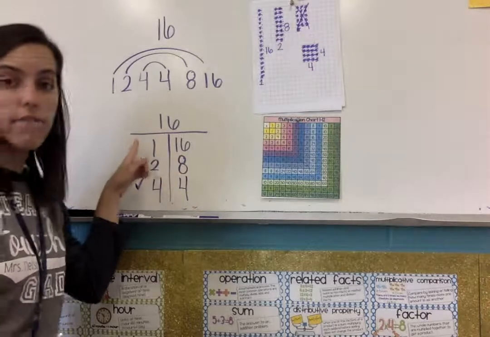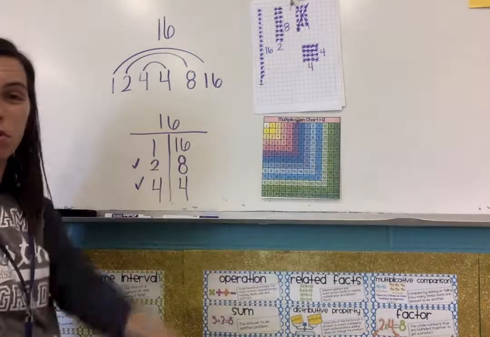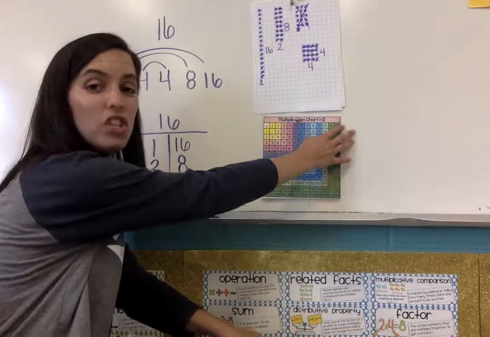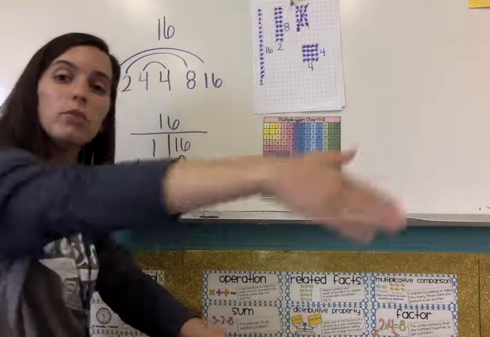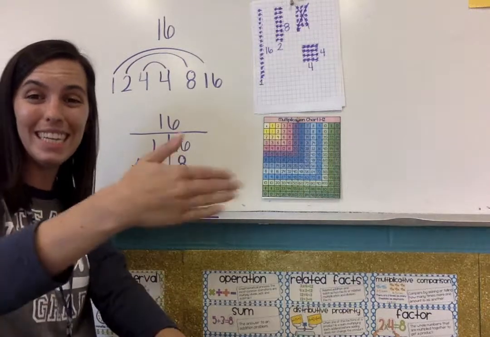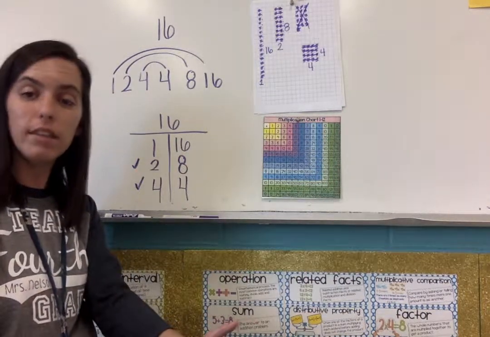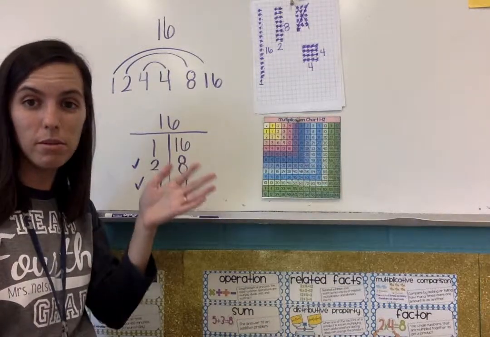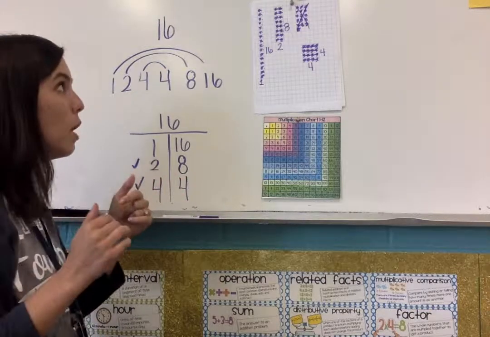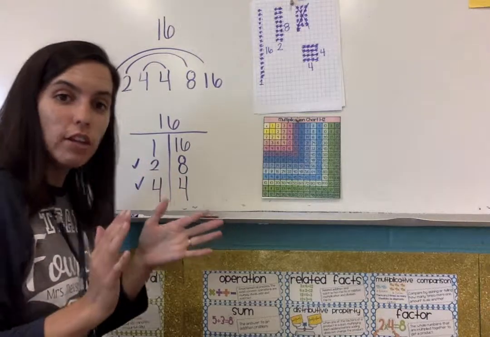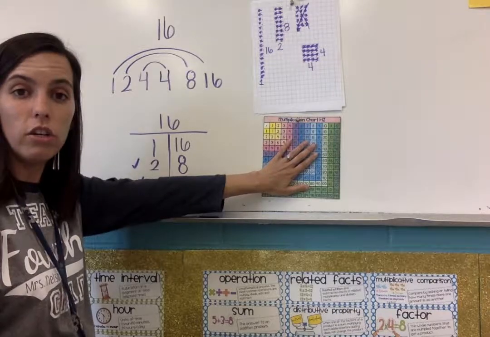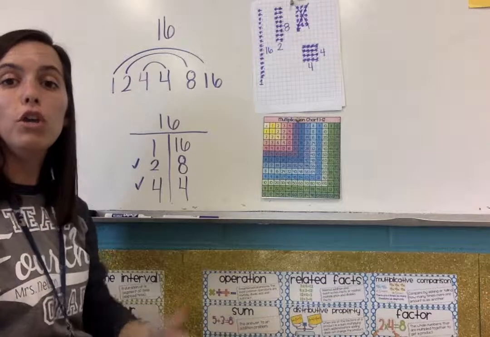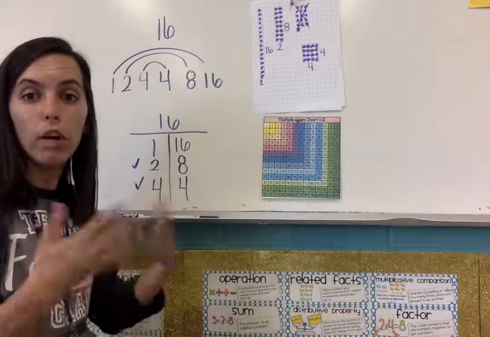Now, we did not find 1 times 16 on the multiplication chart, did we? No, but that is because our multiplication chart stops at 12. If our multiplication chart continued and included 16, we would find it on our chart. But our multiplication chart is only 12 by 12. It only goes up to 12 times 12. So when you are finding factors, you can use your multiplication chart to help you, or you can use your graph paper and draw arrays to help you. You need to use the strategy that works best for you.